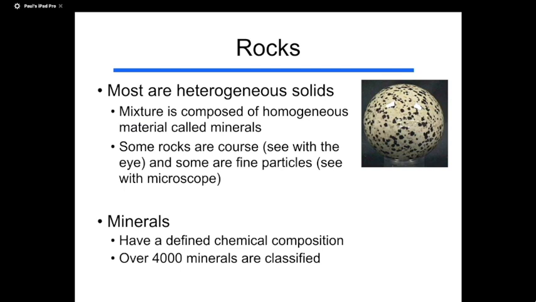Rocks are heterogeneous solids. And remember, heterogeneous is you can pick out pieces. The example of the rock is a polished rock up there. And so you don't necessarily find a rock that is nice and smooth and shiny. But what you do find is a rock that has flakes in it where you can see different colors and different pieces. Each one of those different colors is a pure mineral. And there's lots of minerals embedded in this rock.